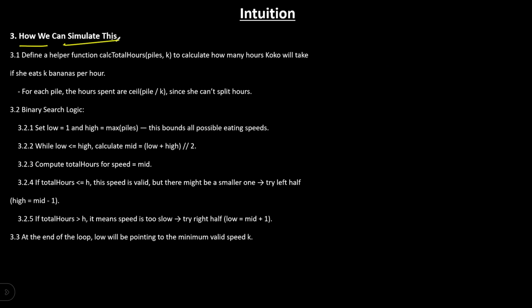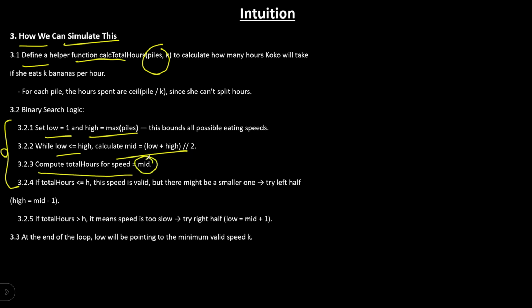Now how can we simulate this? To simulate this, we can define a helper function, calculate total hours, piles comma k. I will explain why it is piles comma k. One thing is a binary search. First let me explain this, which will have the low value as 1, and the high value will be the maximum of the piles. Okay, this becomes the eating space. While low is less than or equal to high, we calculate the mid value, which is basically how many bananas she is going to eat per hour.